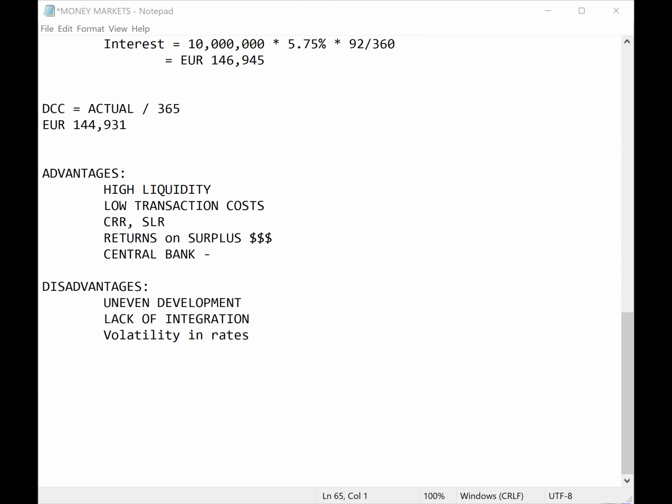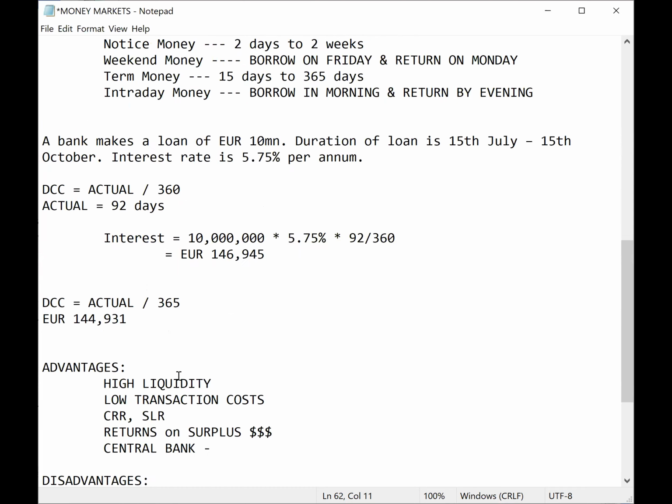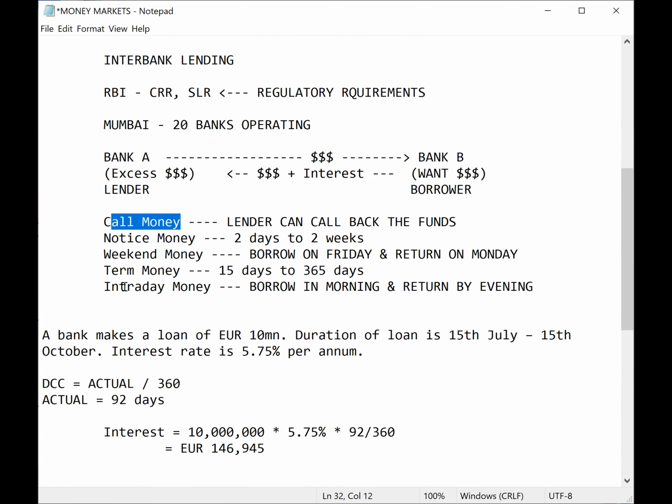Sir, can call money be identified as a disadvantage? No, why? See, that depends upon the bank. Now you don't have to go for call money. You can go for notice money. You can go for term money. It's not a restriction that you have to go for call money.